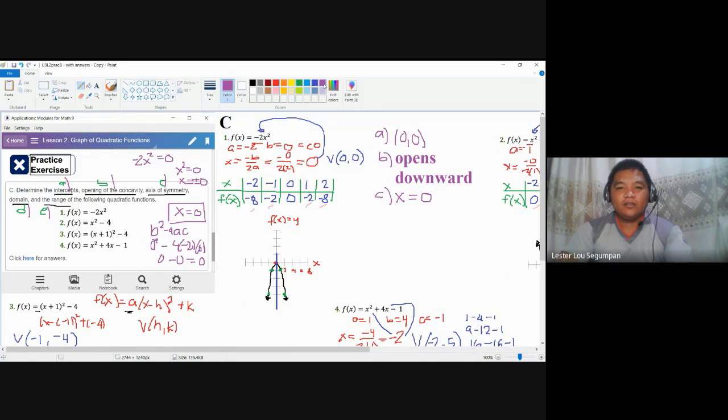This is also determined by the value of the x coordinate of your vertex. As mentioned in the previous video, we are talking about the analysis of the graph. Letter D talks about domain. The domain are all possible values of x as you go from left to your right.